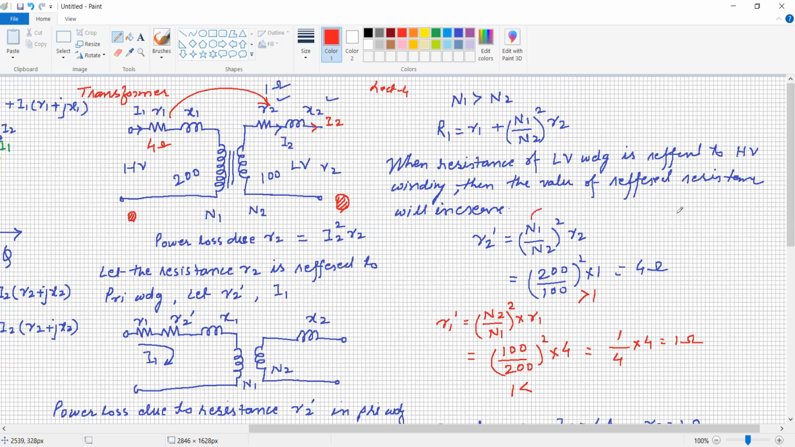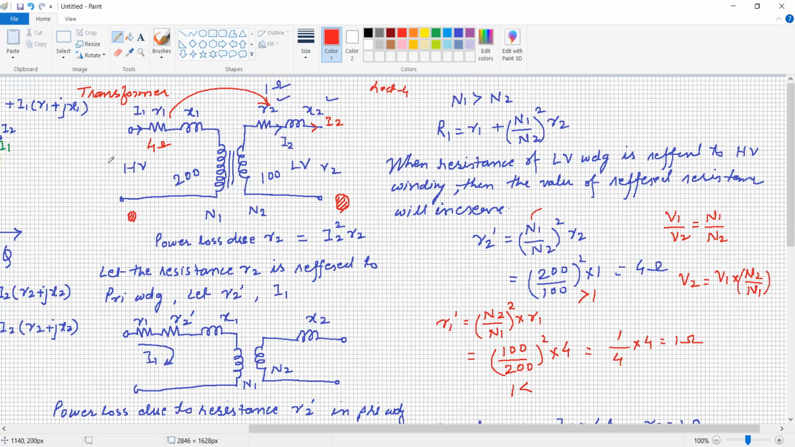Say for example, we have V1 upon V2 is equal to N1 upon N2. Now I want to calculate the value of V2. So what is V2? V2 is equal to V1 into bracket N2 upon N1. Okay. So we can calculate the value.